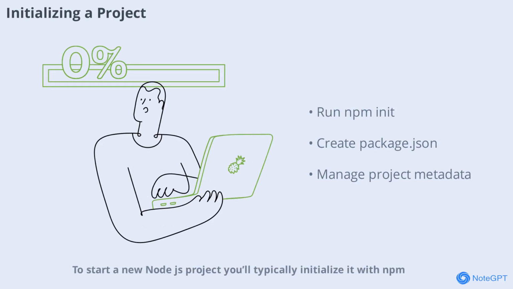To start a new Node.js project, you'll typically initialize it with NPM. In your project folder, run npm init and follow the prompts to create a package.json file. This file keeps track of your project's metadata and dependencies. It's a crucial step for organizing and managing your Node.js applications, especially as they grow in complexity.